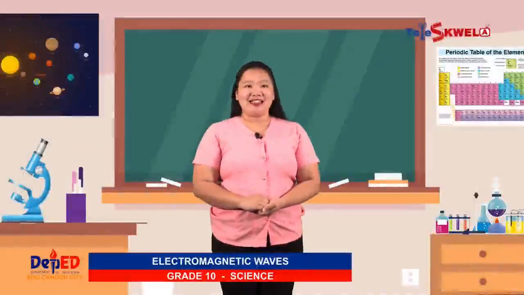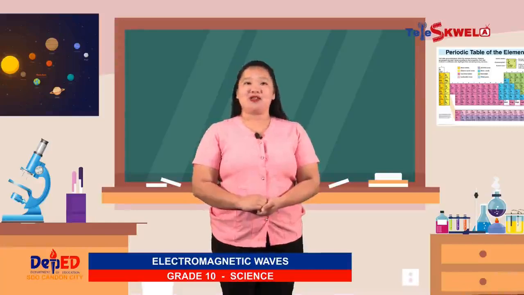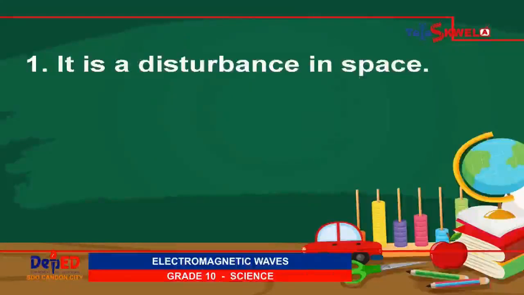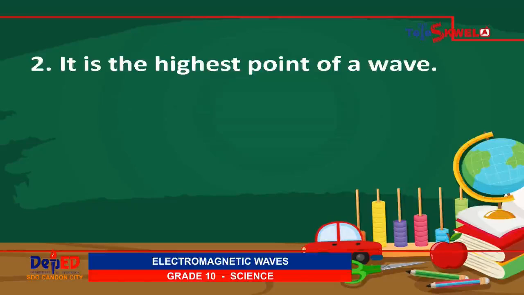Before we start the lesson, let us first recall some important terms about waves. Let us identify the terms described. You can write your answers on a clean sheet of paper. Number 1. It is a disturbance in a space. The answer is wave. Did you get it? If yes, very good. Number 2. It is the highest point of a wave. The answer is crest. Very good.